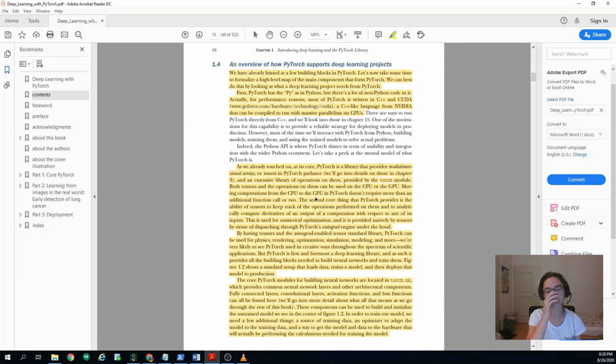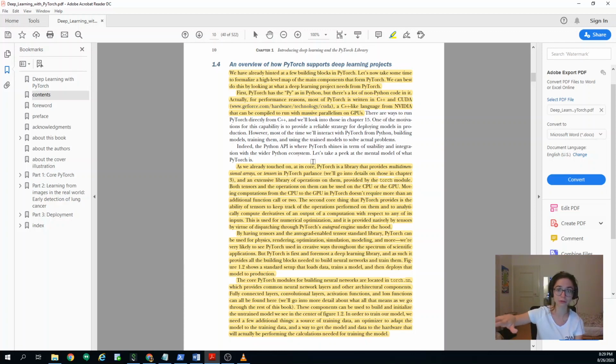And then this is also a very interesting chapter. It says an overview of how PyTorch supports deep learning projects, right? And the first thing you should know is that this is a high level map of the PyTorch ecosystem. And it tells you PyTorch has the Py as in Python, but there is a lot of non-Python code in it. And it tells you the reason is performance, because Python is an interpreted language, it's slow. So most of PyTorch is written in C++ and CUDA, which is a C++ language from NVIDIA that can be compiled to run with massive parallelism on GPUs.